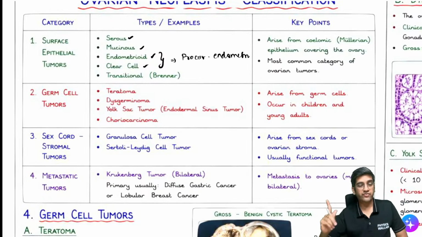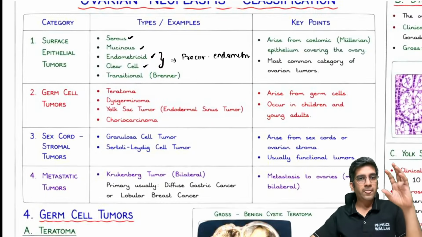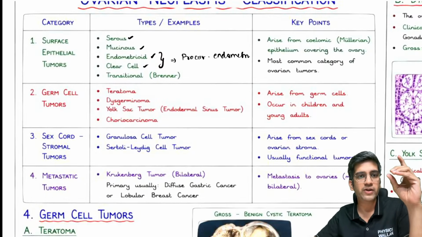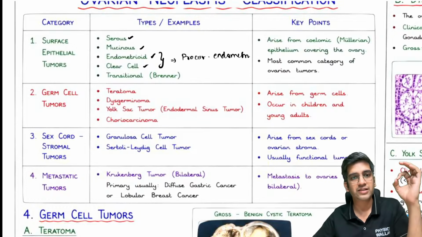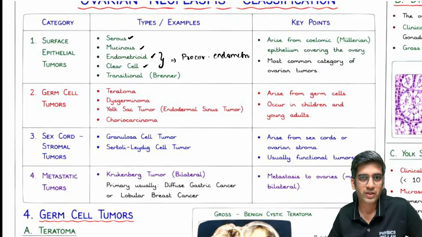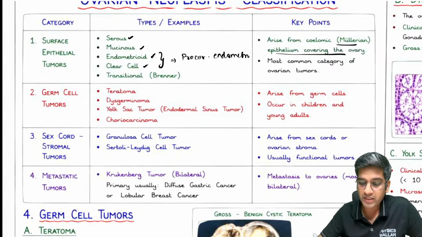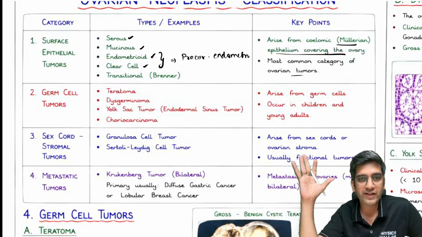Yes, Raviraj. Classification is asked, but in detail, they may not ask you. Fine. Surface epithelial tumor: serous, mucinous, endometrioid, clear cell, and Brenner, right? Transitional, Brenner. We'll definitely look at classification, Maria. Okay. So they arise from the mullerian epithelium covering the ovary. This is the most common type of ovarian tumors.